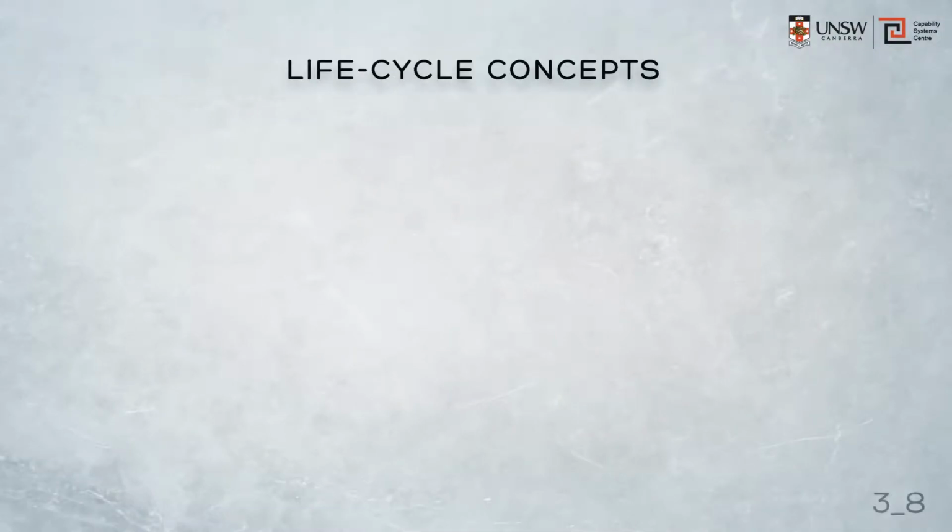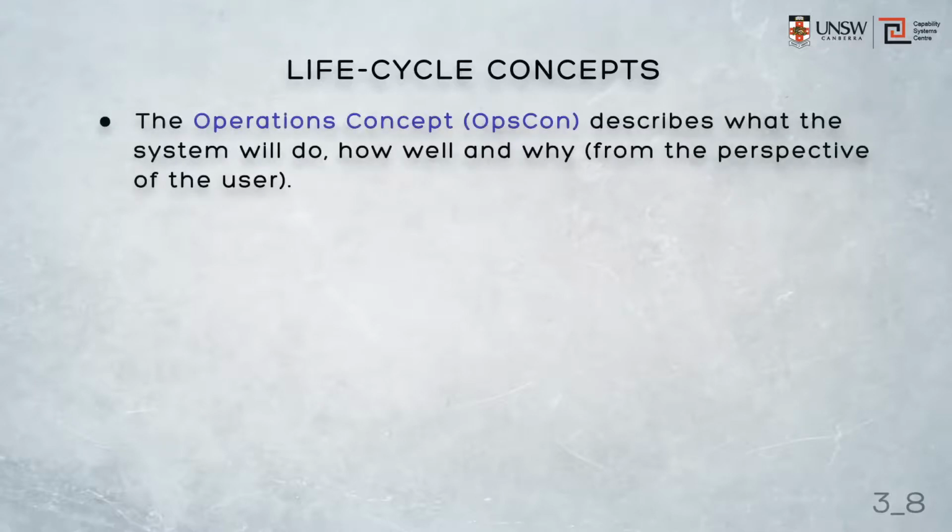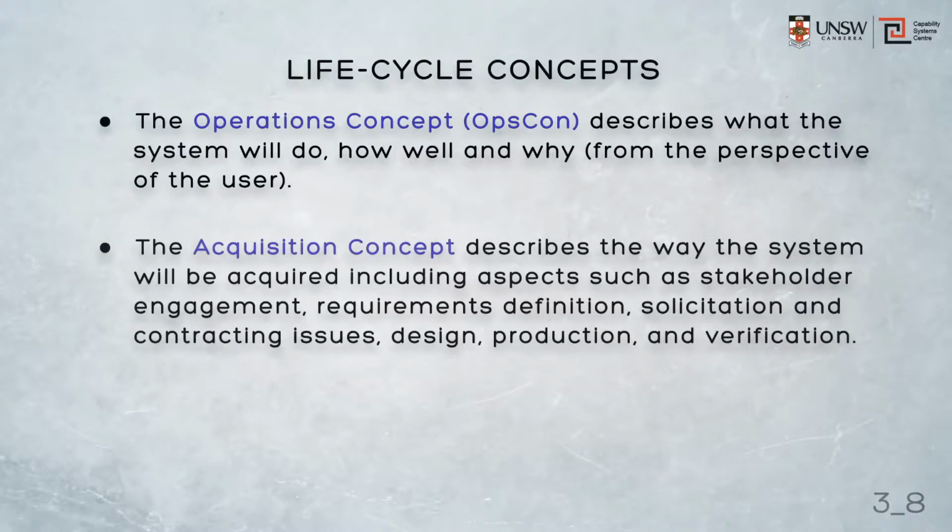Let's look at each of those lifecycle concepts in a little more detail. First, not so much in the order I showed you before, but first in terms of its priority is the OpsCon, the operations concept, because the business can then describe what it is it wants the system to do, how well and why, and that's from the perspective of the user. Then the business talks about how it proposes to acquire it. So the acquisition concept describes the way in which the acquisition will proceed, including stakeholder engagement, requirements definition, solicitation, contracting issues, design, production, verification, and so on.